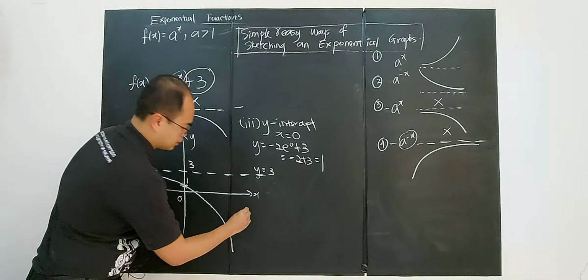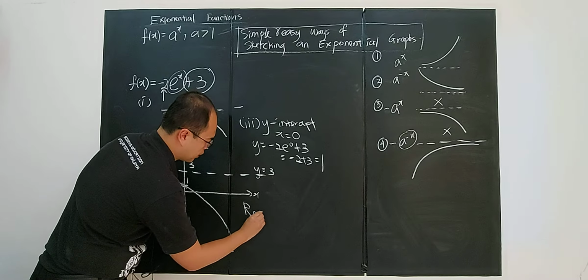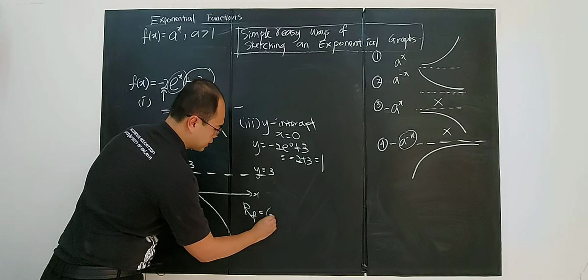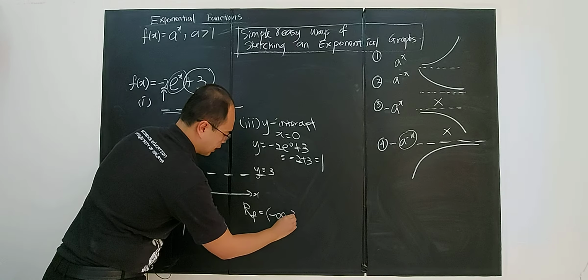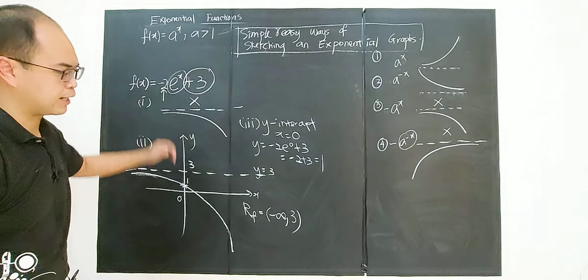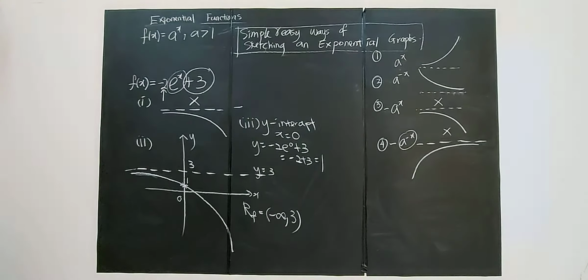So the domain of course will be negative infinity to infinity, and the range will be negative infinity up to 3, right? It's from negative infinity up to 3, and after 3 there is no graph, right? So this is the way you sketch the graph. Okay, let's move on to the next example.